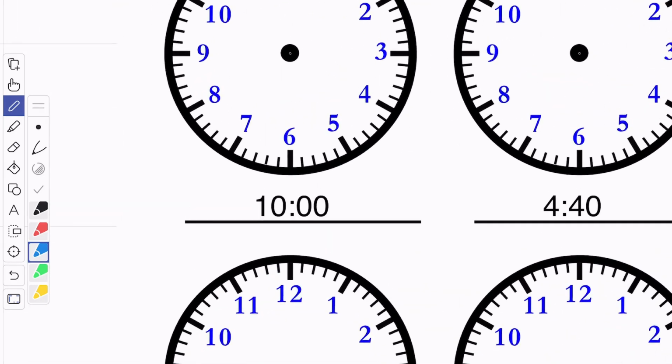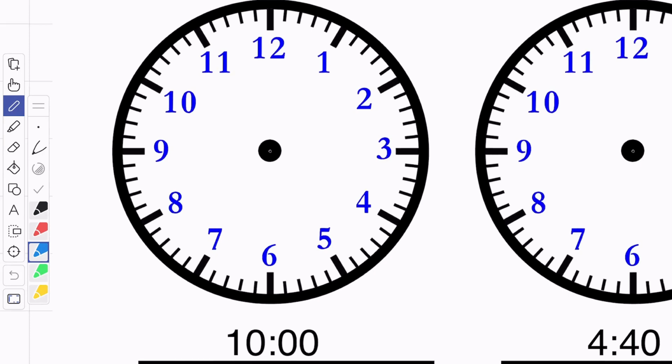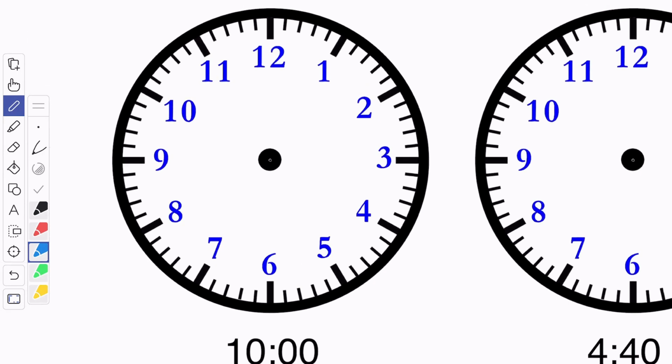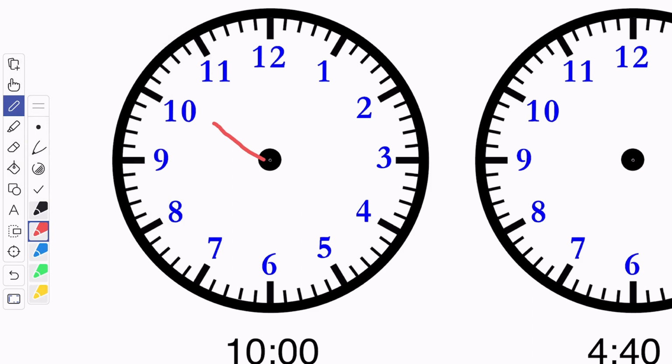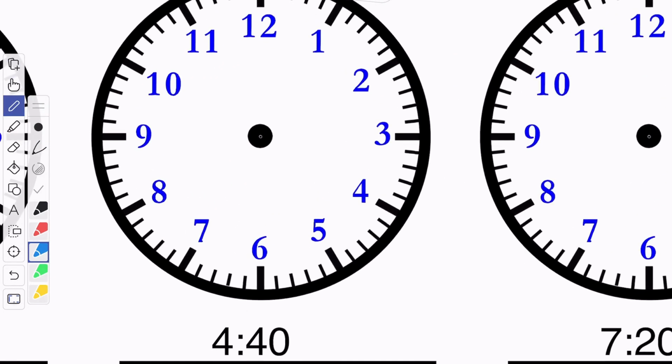Now, for these ones, we have to draw where it is. So it's 10 o'clock. That means that our hour is at 10. So this is a short line. Let me just make the lines thicker real quick. Okay. So red is going to be our hour. So we're at 10. And then 12 is going to be our minute. So that's 10 o'clock.